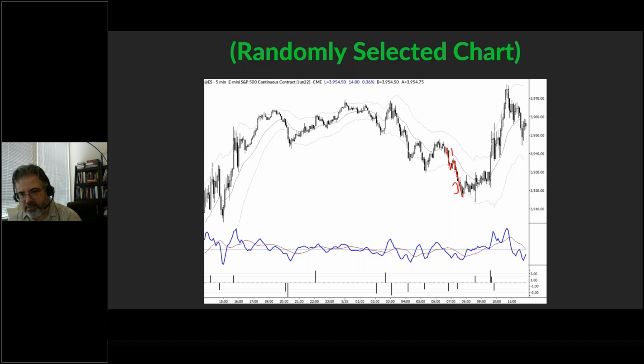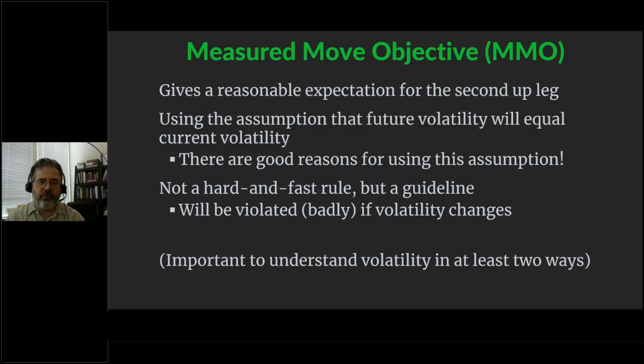Leg 3 is quite a bit bigger than leg 1. So what's going on here is that the measured move objective is a useful way to look at markets, because it gives us a reasonable expectation. I'm saying that for the second up leg, which I just labeled leg 3. So you have leg 1, and then the pullback itself would be leg 2. But just to be clear, that's what I mean here.